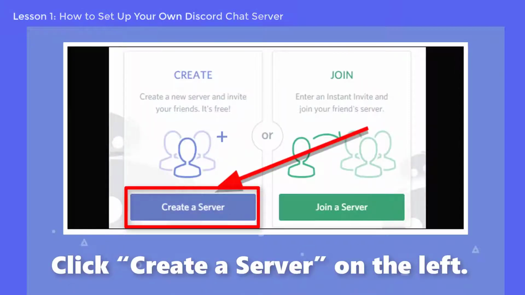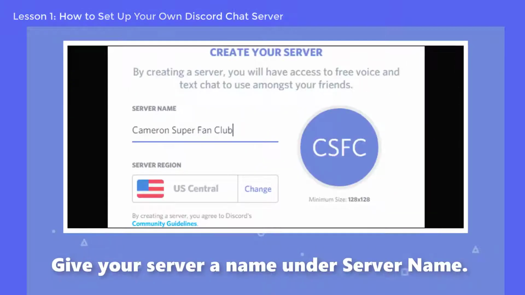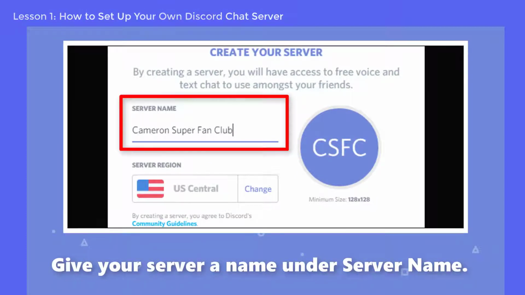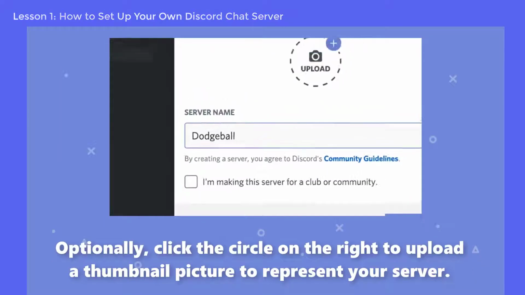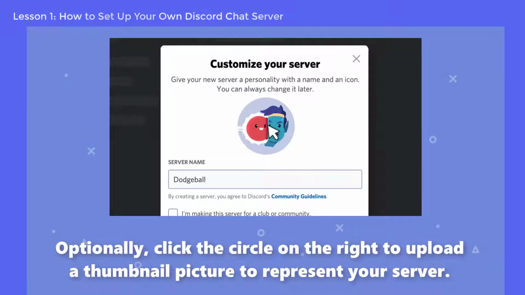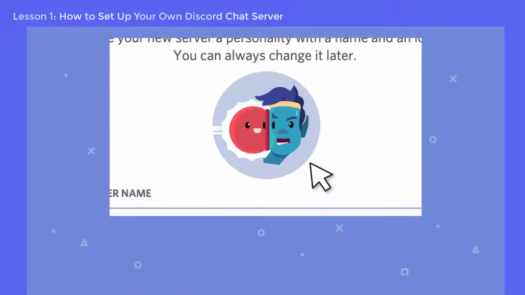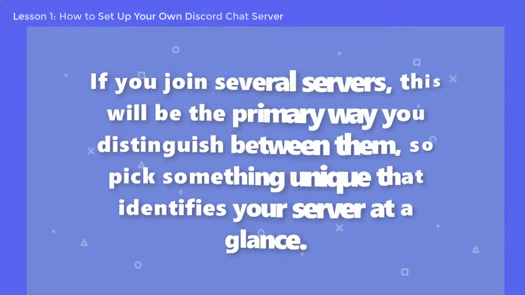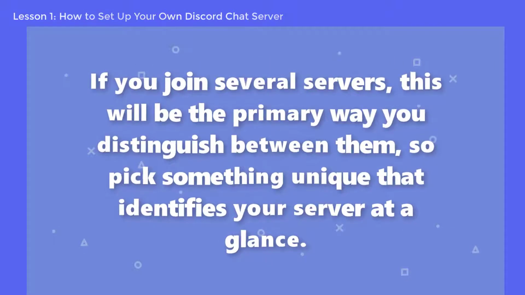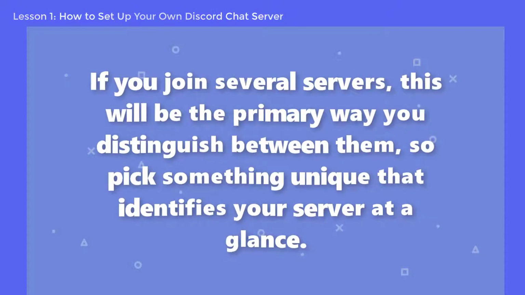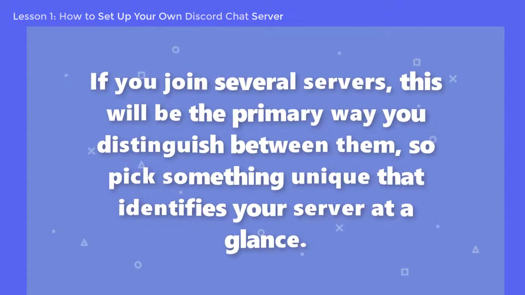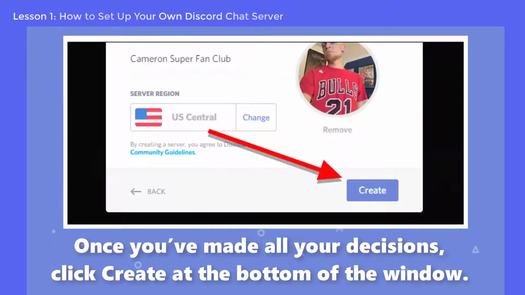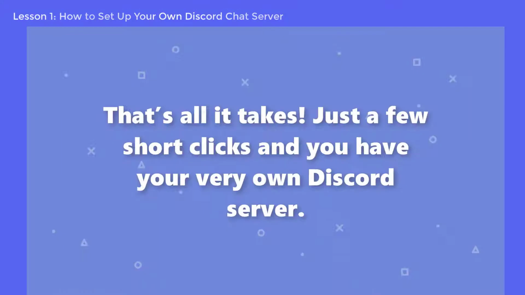Click Create a Server on the left. Give your server a name under Server Name. Optionally, click the circle on the right to upload a thumbnail picture to represent your server. If you join several servers, this will be the primary way you distinguish between them, so pick something unique that identifies your server at a glance. Once you've made all your decisions, click Create at the bottom of the window, and that's all it takes. Just a few short clicks and you have your own Discord server.